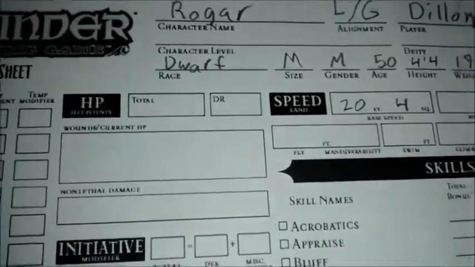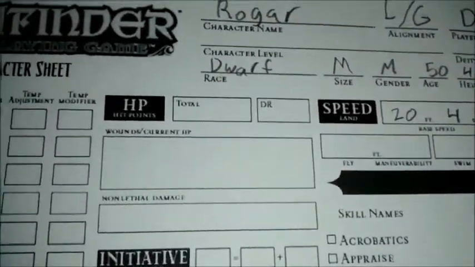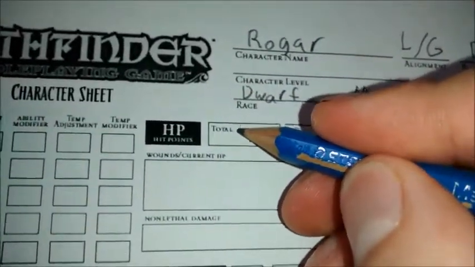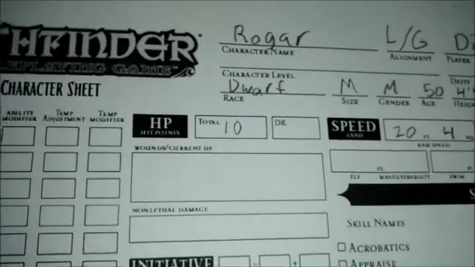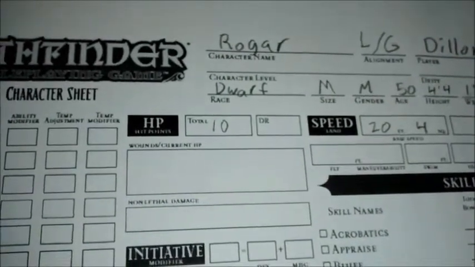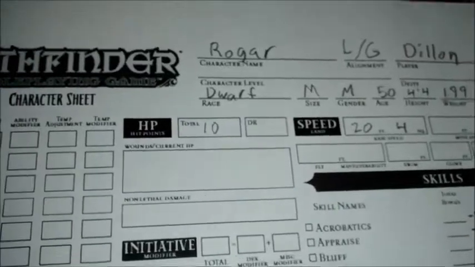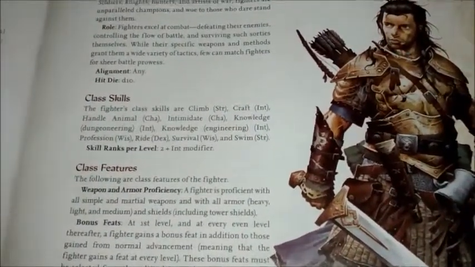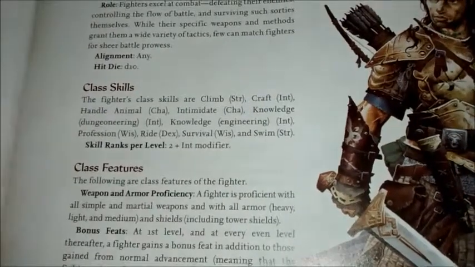So once you figure out what your hit dice is, you simply put it in the HP total area right here. And so for a fighter, it's 10. I will be adding to this once I figure out my constitution modifier, but just for now, I'm writing it in here.